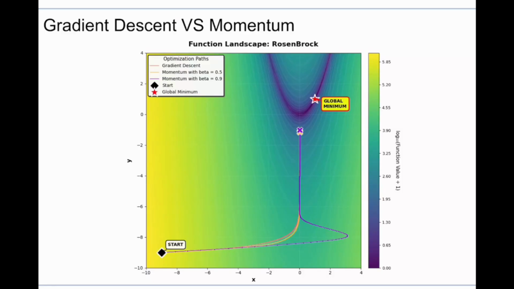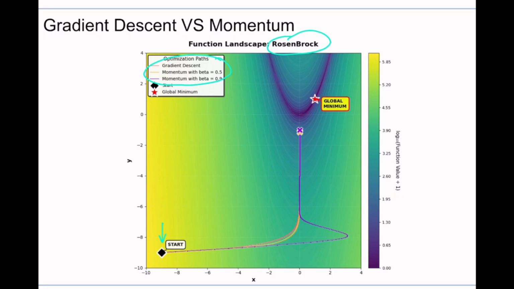So lastly, I want to share some visual intuitions about these different optimizers. First of all, we can look at how momentum adds up to the gradient descent. Here, we're optimizing the Rosenbrock function. These three different optimizers, gradient descent and momentum, start from the same starting position.